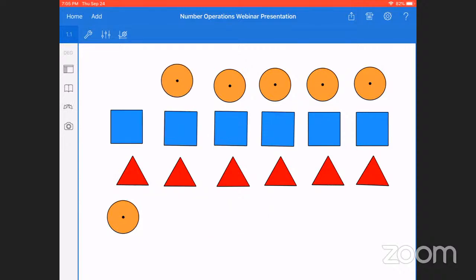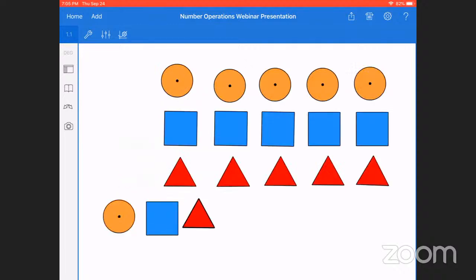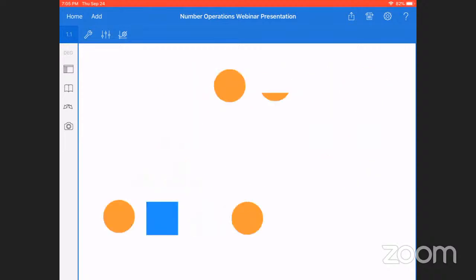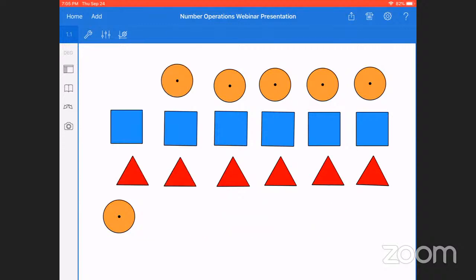And I do one more with them here, moving circle, square, triangle, circle, square, and triangle. And in this case, we have the A for the circle, the B for the square, and a C for the triangle. So this would be an ABC pattern. Now, the next thing I would do with the students is I would give them the opportunity to create their own pattern. So say I want to do an AAB pattern.